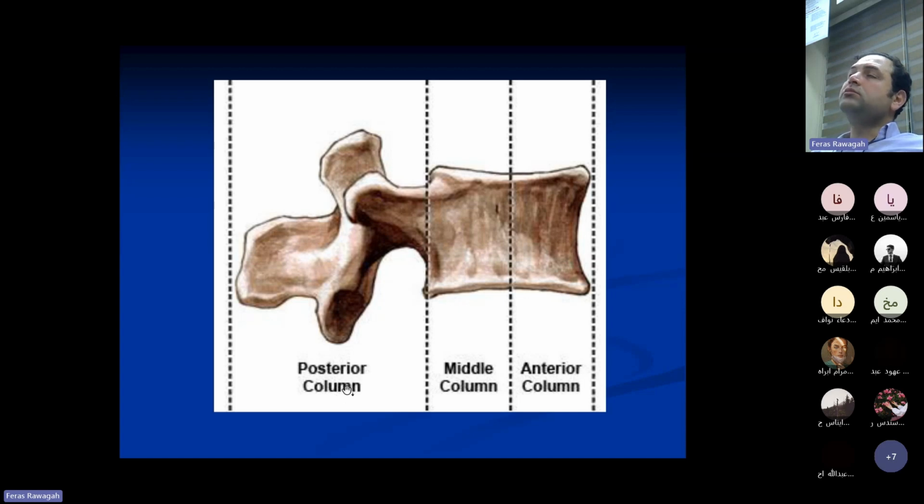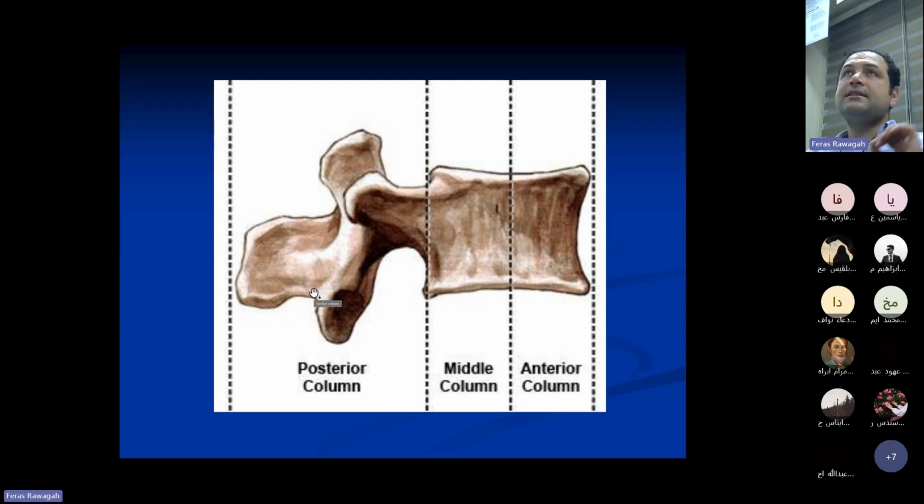The posterior column includes the pedicle, the transverse process, the lamina, the pars interarticularis, the superior articular process, the inferior articular process, the spinous process, and it also includes the ligamentum flavum, the intertransverse ligament, the facet capsule, the interspinous ligament, and the supraspinous ligament.